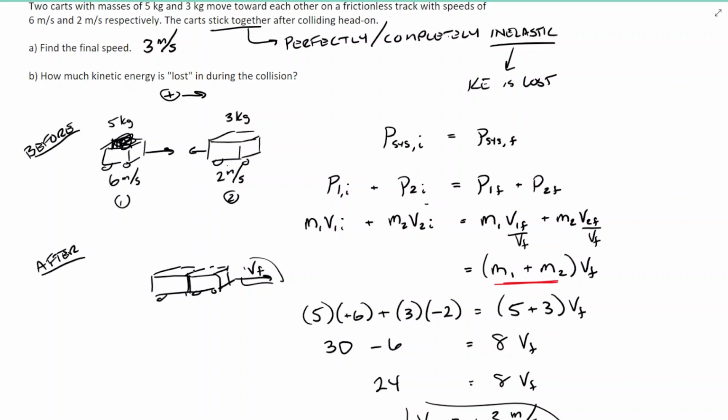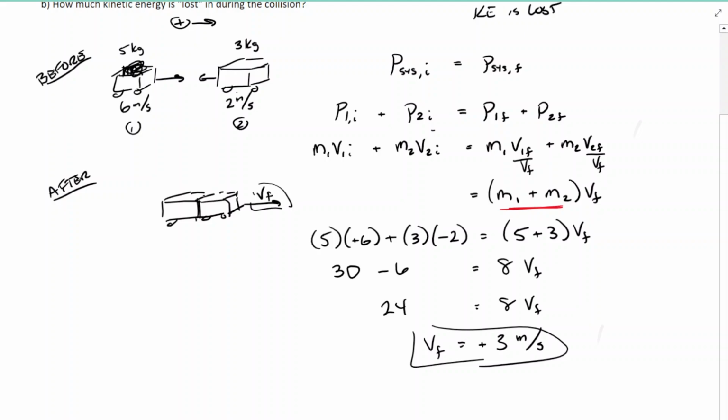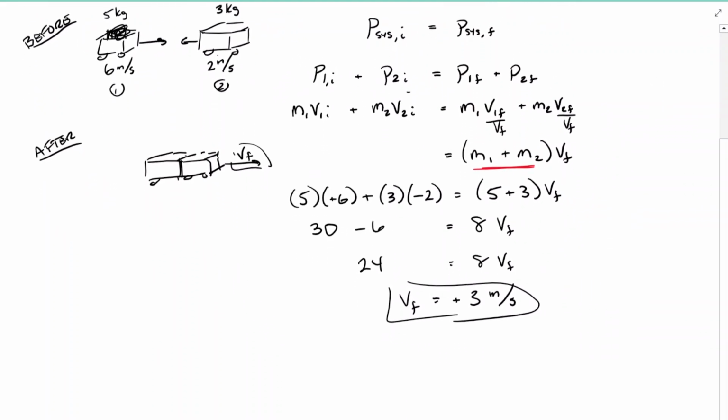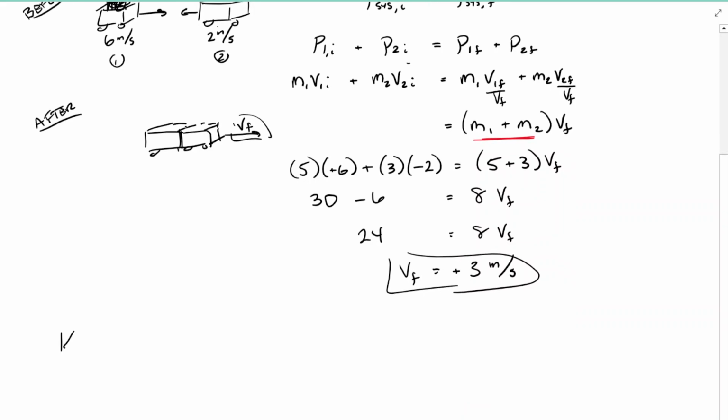Now, what about the kinetic energy? Well, because it's inelastic, we know we lose energy. With kinetic energy, if we want to find the lost kinetic energy, we need to know how the energy changes. So we need to look at the kinetic energy of the system before, and compare it to what it is after. This system before would be the kinetic energy of cart 1 before, plus the kinetic energy of cart 2 before. And those are just equations.